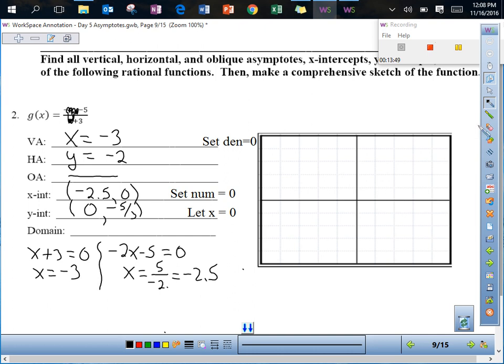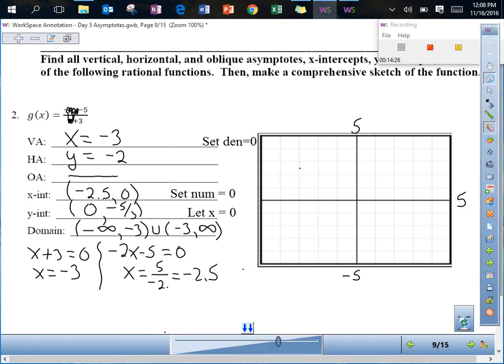Your domain, you can use everything but -3. So my domain, -infinity to -3, along with -3 to infinity. We have everything that we need. When I look at my numbers again, guys, I've got a -3, a -2, 2.5. I think I can get by with 1s again. -5 to 5, -10, -5 to 5. If you're ever in doubt, count big. Count by 2s, count by 3s.